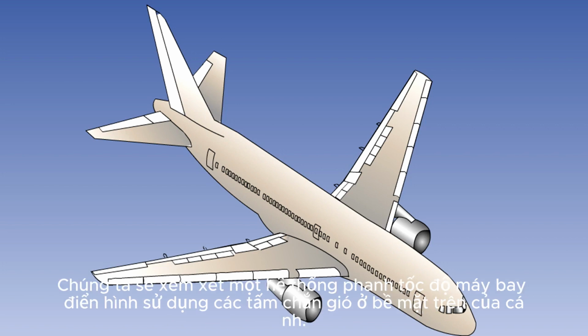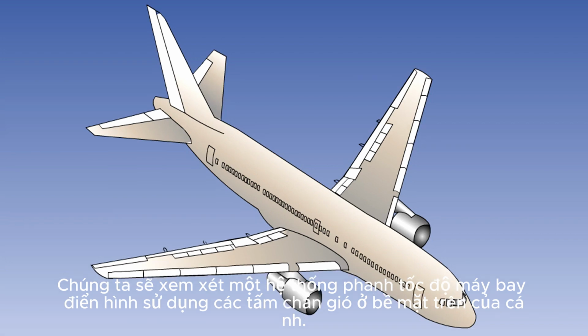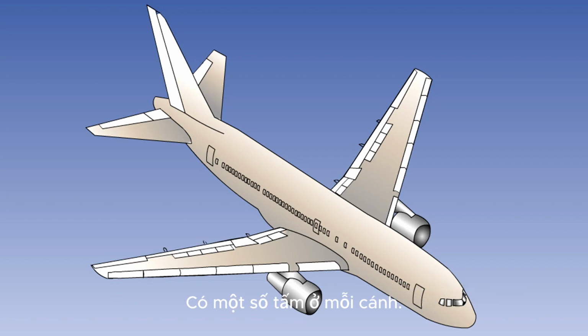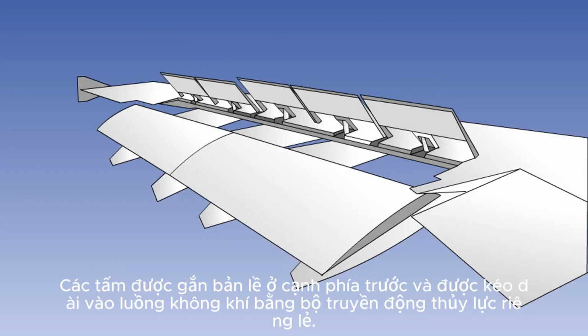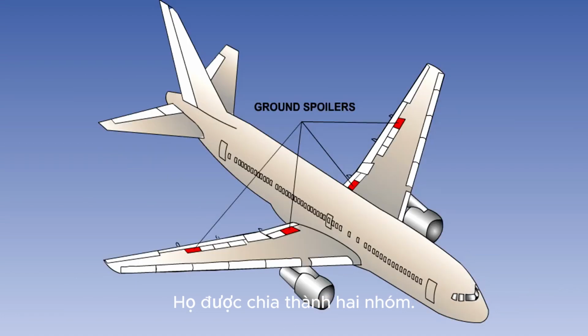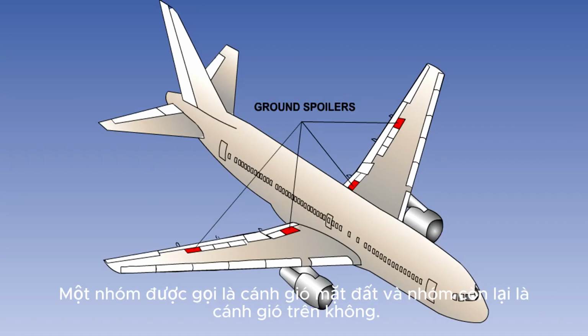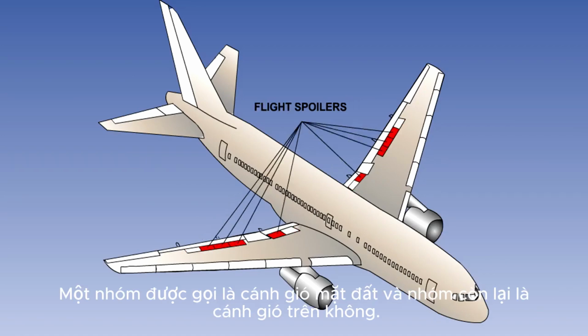We will have a look here at a typical aircraft speed brake system, using spoiler panels on the upper surface of the wings. There are a number of panels on each wing. The Boeing 737, for instance, has 6 on each wing. The panels are hinged at their forward edge and are extended into the airflow by individual hydraulic actuators. They are split into 2 groups. One group is known as the ground spoilers, and the other the flight spoilers.